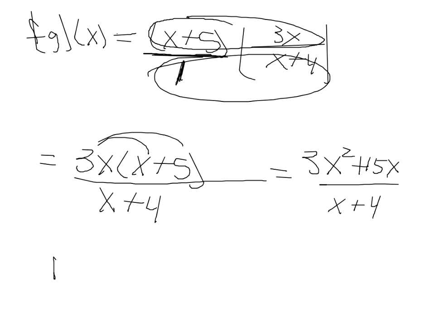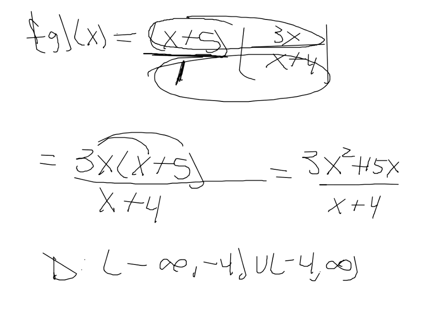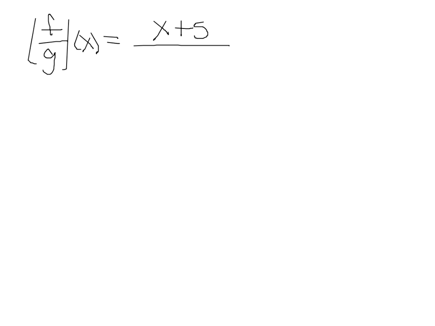That's it. And then my domain, I've already found, so I don't have to think about it again. Just keep using the same one. And so there's my f times g and my domain. The next one is f divided by g. Now the domain is going to be different here. Talk about that in a minute. Let's find f divided by g. So we get f, which is x plus 5, divided by 3x over x plus 4.